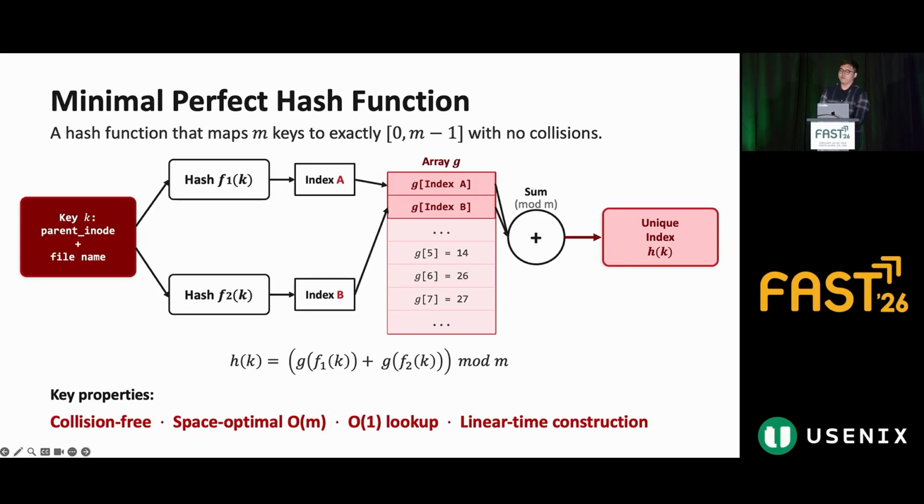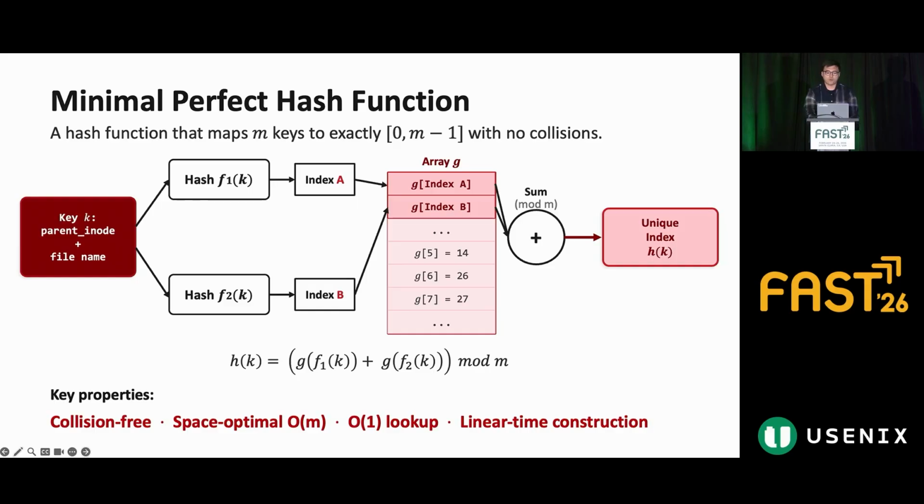First, let's look at the minimal perfect hash function. It is a hash function that maps m keys to exactly 0 to m-1 inclusively with no collisions. The figure here shows how we use it in CoFS. On the left-hand side, we have an input key, which in CoFS is the concatenation of the parent inode number and the file name. This key is fed through the sub-hash functions f1 and f2, producing two indices, A and B, into the pre-constructed array G. We look up those two positions by indices A and B, sum them modulo M, and get a unique index HK. This index is finally used to look up the metadata of the file.